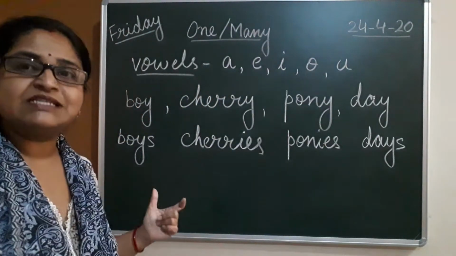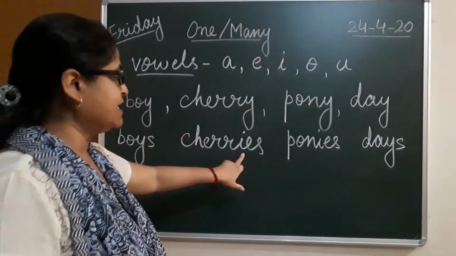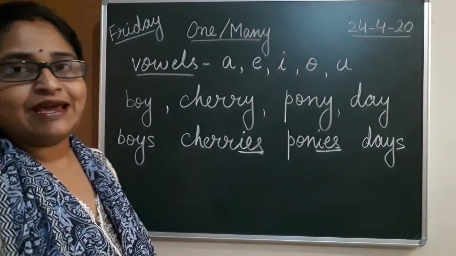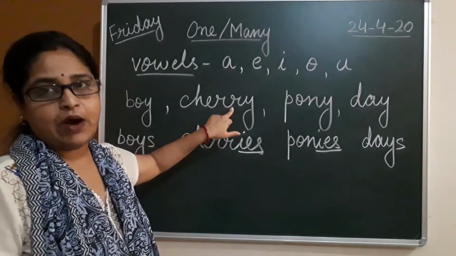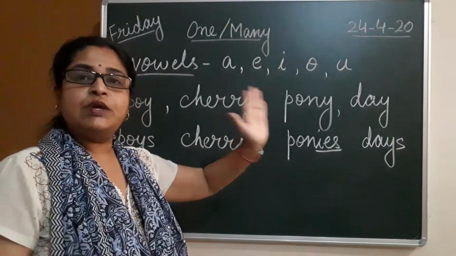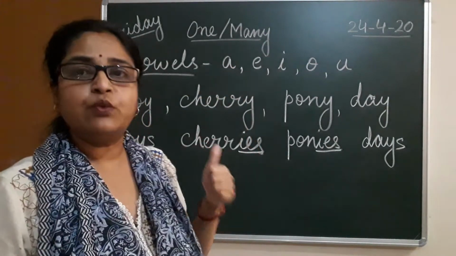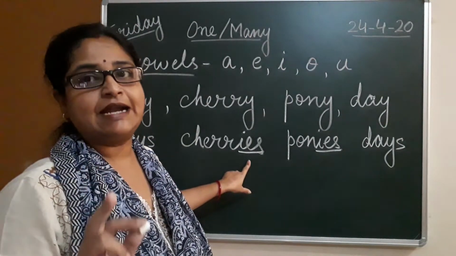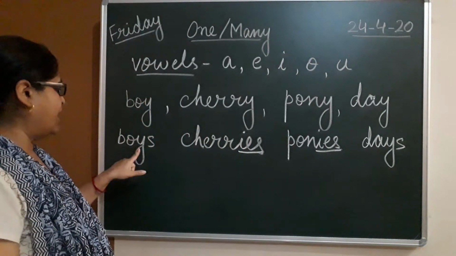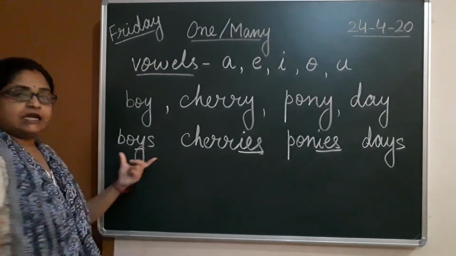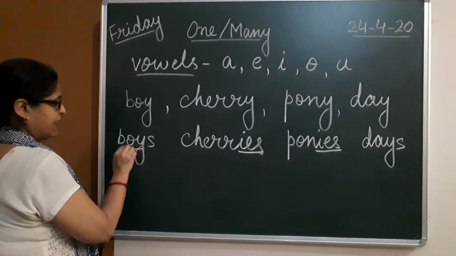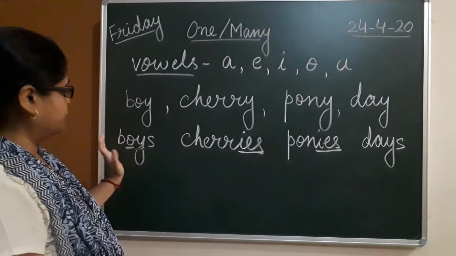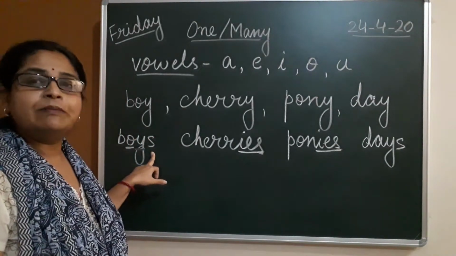Now children, I think you must have understood that we put IES to make the words plural only when there is a consonant before Y. Not all the words that are ending with Y follow this rule of putting IES. You have to understand this. Whenever there is a vowel in front of Y, and the vowels are A, E, I, O, U, as you all know, we will just put S to it to make it plural.